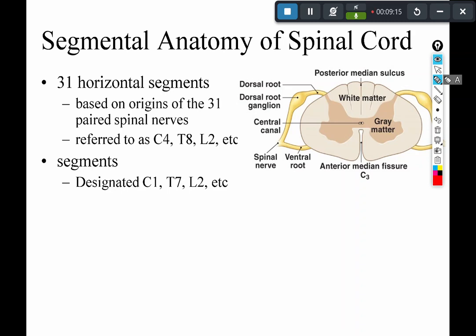So the horizontal segments are where the spinal nerves enter and leave. We refer to these segments as C4, T8. So they have the corresponding number and letter relative to the vertebra that's nearby them when they come out, essentially.